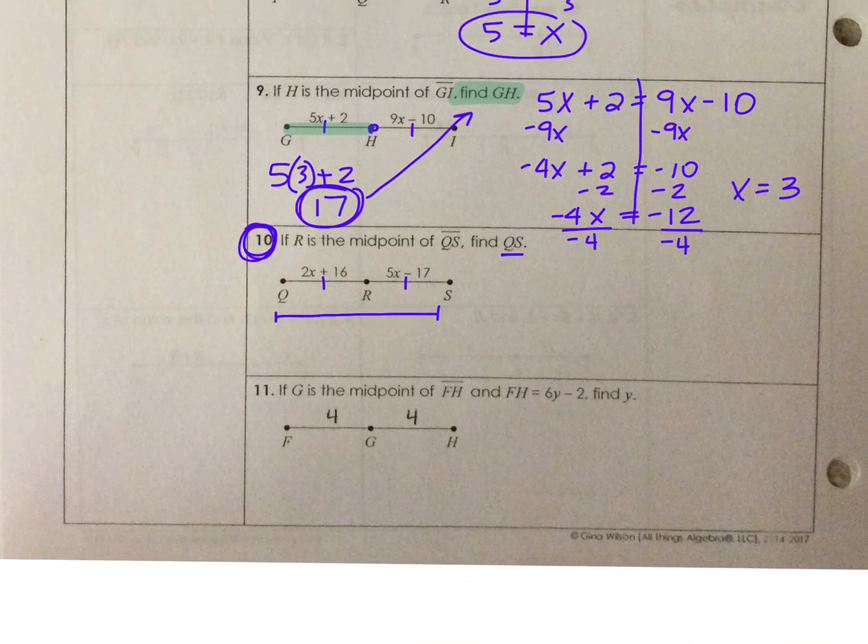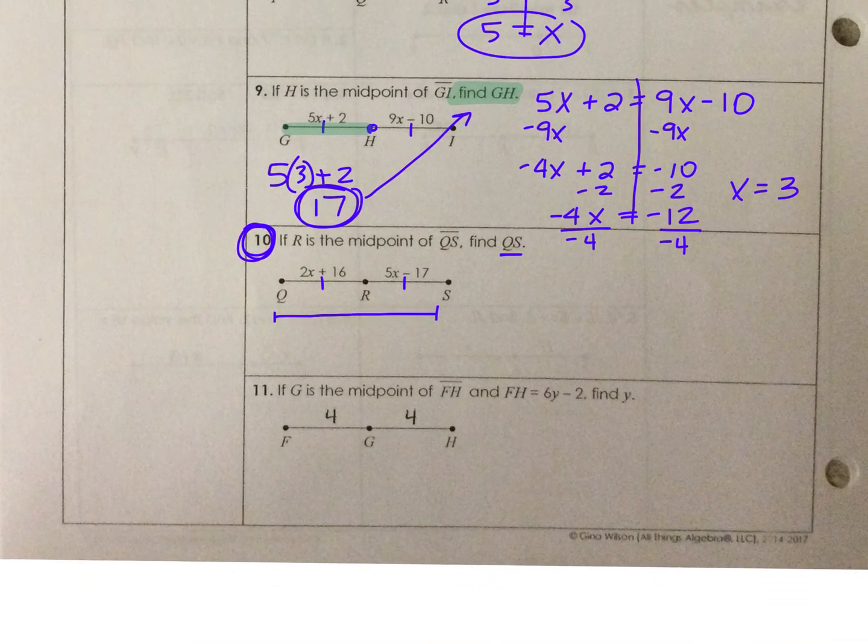All right, let's do number 11 together. 11 says G is the midpoint. We can see that because it's a 4 and a 4. And FH is 6y minus 2. So let's set this problem up. Part plus a part equals the whole thing. So 4 plus 4 is 8.